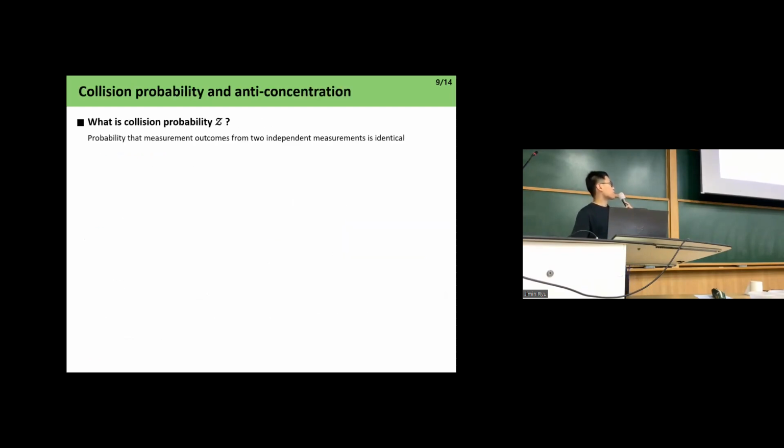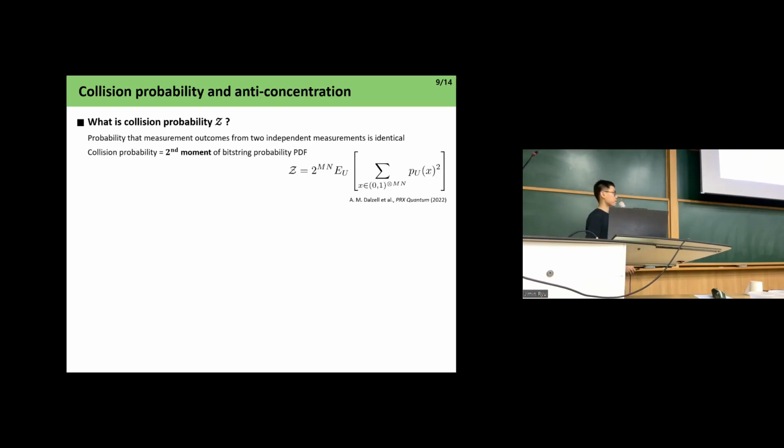The collision probability is basically the probability of measuring identical outcomes from two independent circuits. Collision means being in the same place at the same time, so you measure from two different circuits, but you get the same outcome. It's a very intuitive definition. The collision probability is mathematically defined as follows: it's given as the sum of the squares of the probability amplitudes over every possible output bit string. Since it is a collision between two independent circuits, it represents the second moment, meaning the square of the probability distribution amplitudes.